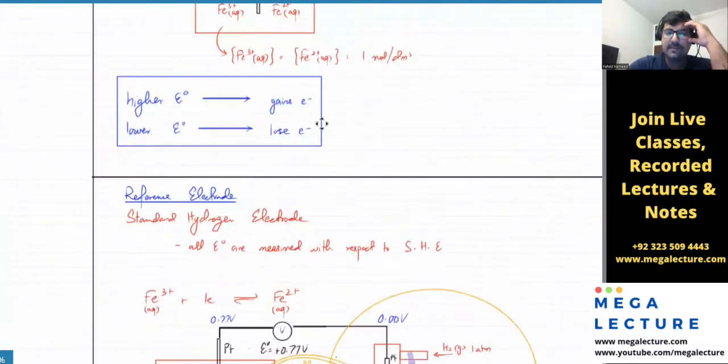Now, that's the basic idea. High E naught gains electrons, lower E naught loses electrons. And I told you that it's a relative comparison. If someone is higher, the other one is lower, the higher one will gain electrons.